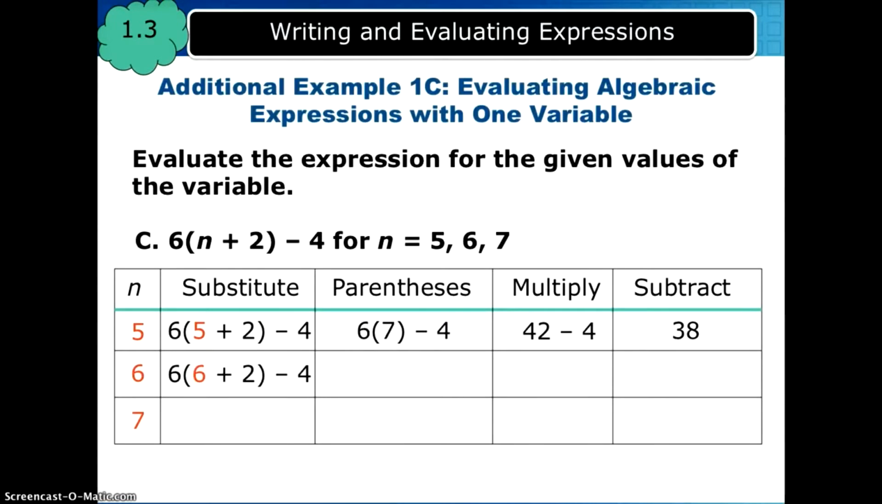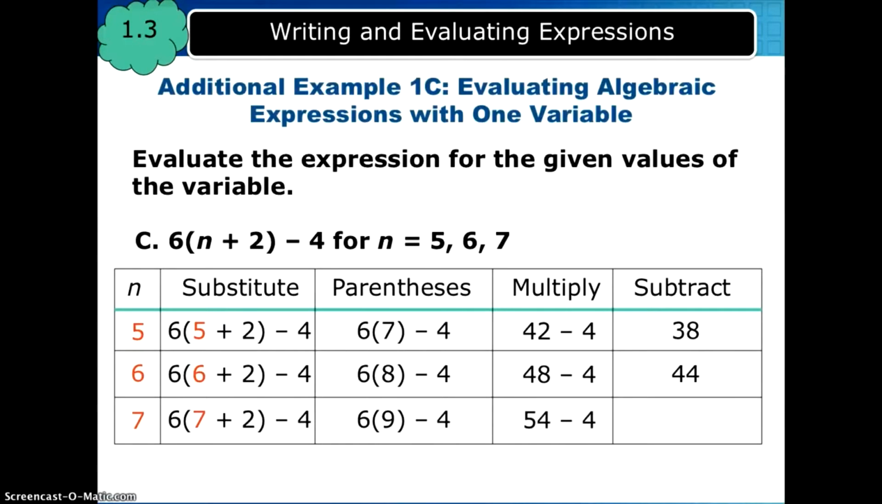Same thing for n equaling 6. Substitute, parentheses to get 8, multiply to get 48, and subtract to get 44. Notice that even though we're not utilizing the 6 and the minus 4 in the parentheses step, we're still writing them down. When I substitute 7 in for n, it looks like this. Do the parentheses to get 6 times 9 minus 4. Multiply to get 54 minus 4, and I'm going to subtract 4 to get my final answer of 50.